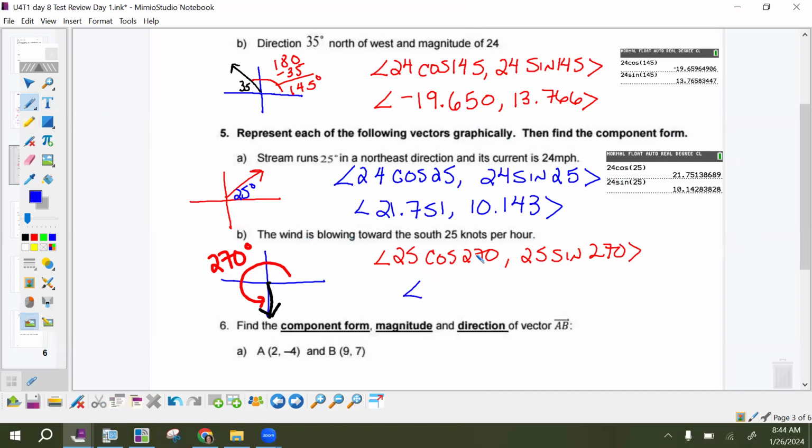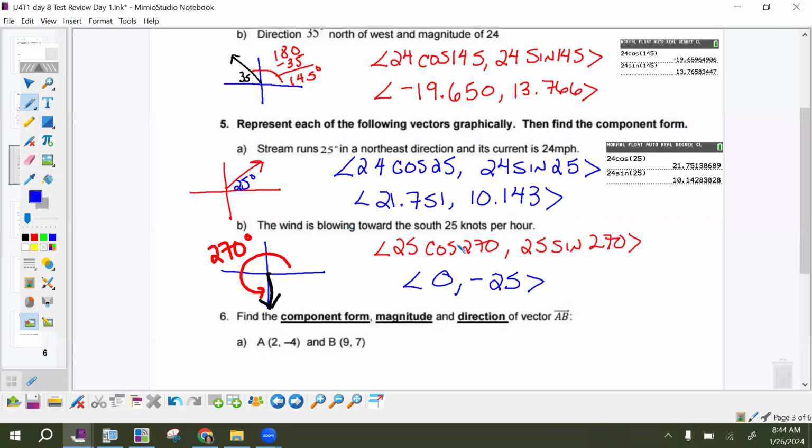I remember that the cosine of 270 is 0. So this will be 0. And the sine of 270 is -1. So this is -25. You can absolutely type that in your calculator and it would give you the same thing.